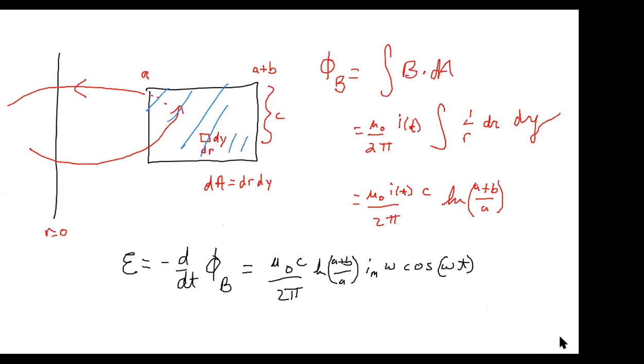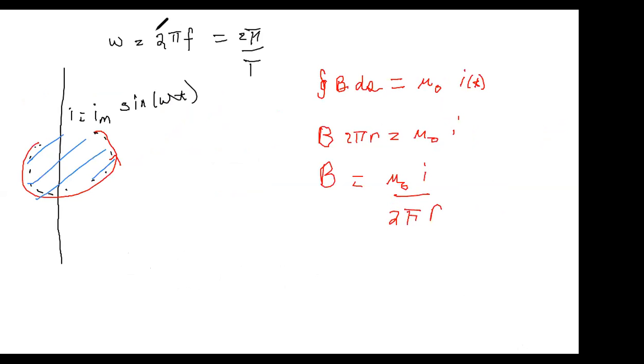Why was the current sine omega t? Well, the problem said that it oscillated. It was a sinusoidal current. I think they gave a frequency. Does anyone remember? Yeah, I think they did too. So you'll have to go back and use these conversions to relate frequency to omega and period.